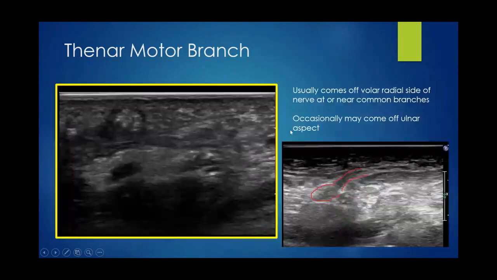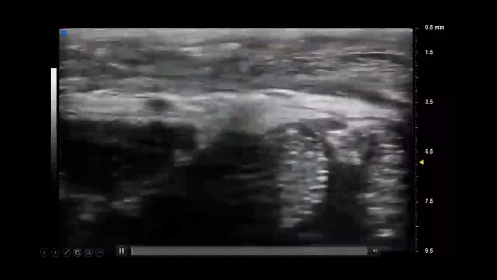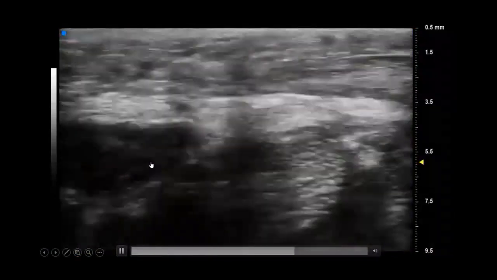Again, you're always going to run into surprises. So there are some variations in the thenar motor branch. Sometimes they'll come off from the ulnar side, which may make releasing it ultrasonographically more difficult or perhaps inappropriate. This video shows a thenar motor branch which is coming off proximal to the carpal tunnel. So here's the median nerve.